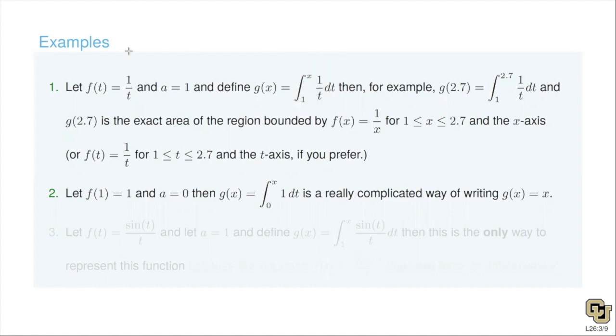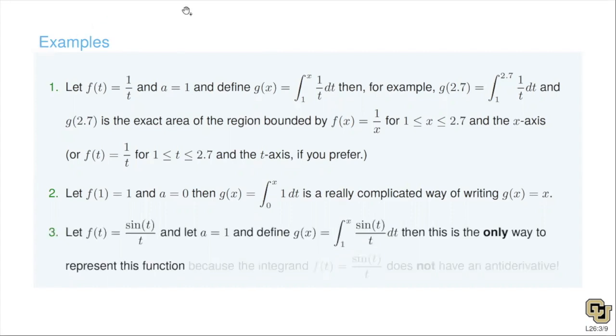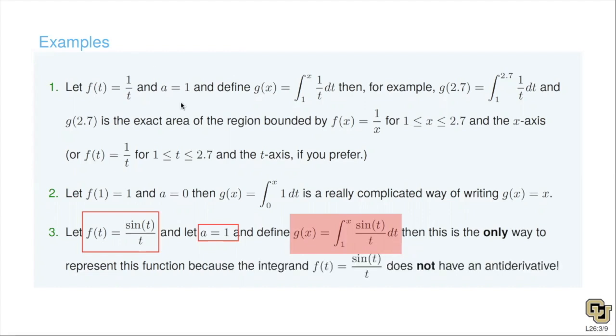So here's another famous example of a function that does not have an antiderivative, and the only way to express it is in this integral form. This function, sine of t over t, here let a equal to 1, and we define this function called the sinc function, like your kitchen sink, but it's sin and then the letter c. This is the only way to represent this function, because sine of t over t does not have an antiderivative. Sine of t over t is what's known as non-algebraic, and it does not have an antiderivative.